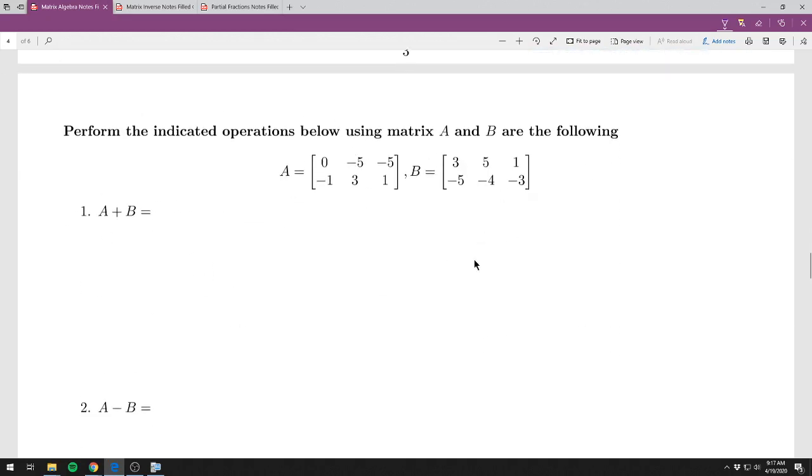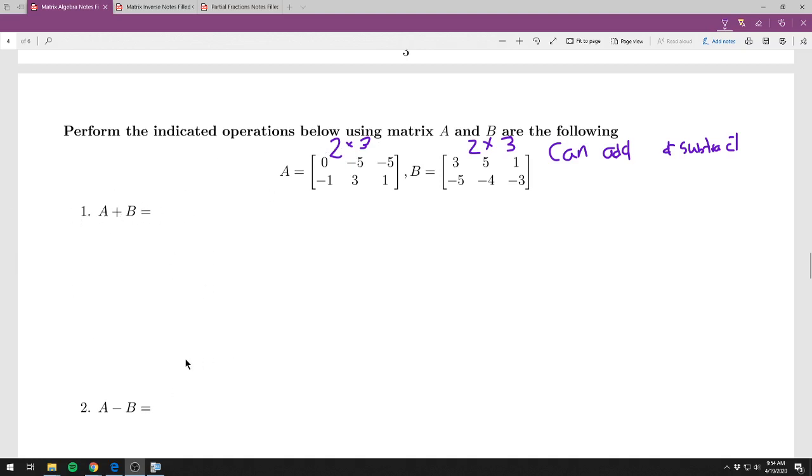All right, so here we have two matrices that are the same size. Matrix A is a 2 by 3 matrix. There's 2 rows and 3 columns, and B is also a 2 by 3 matrix. So we can add them and subtract them. So now that we see that we can add and subtract these, let's go ahead and do it.